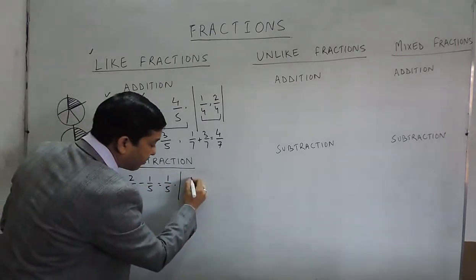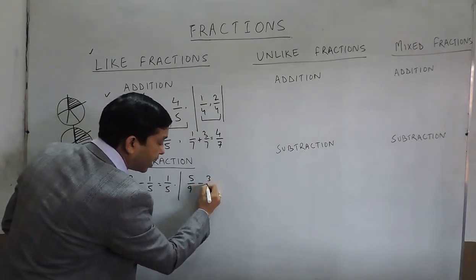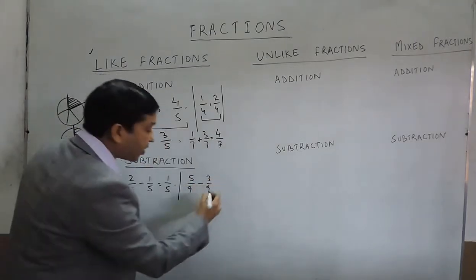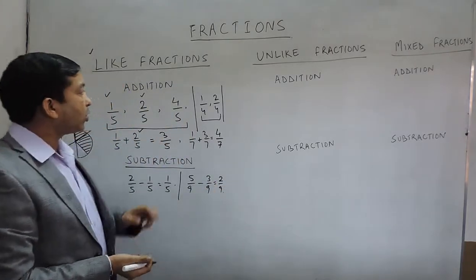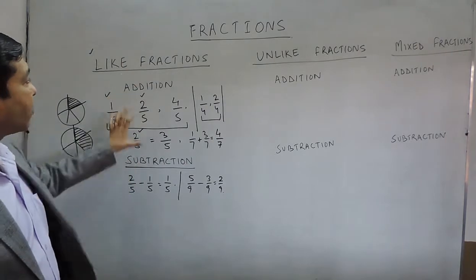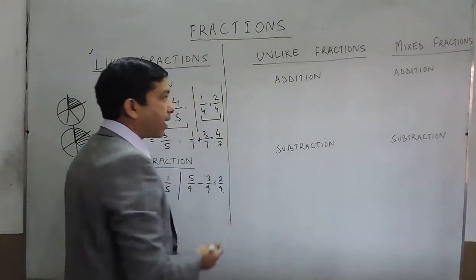If I take another example, 5 upon 9 minus 3 upon 9, this equals 2 upon 9. So this is the addition and subtraction of like fractions. This is always a very, very simple part.